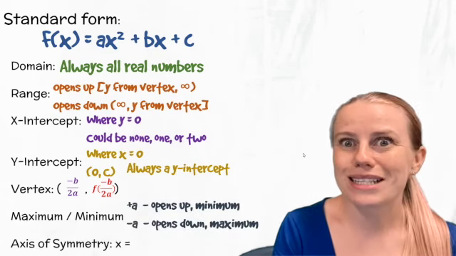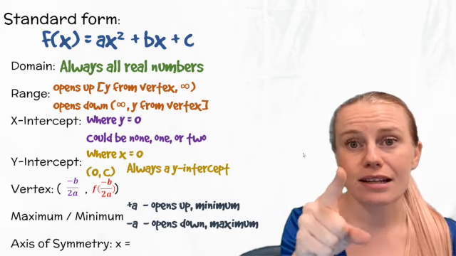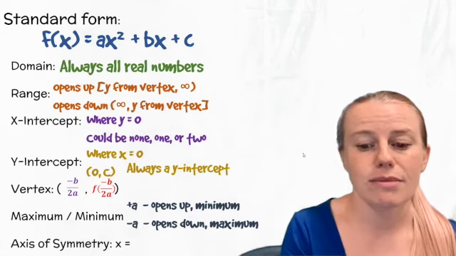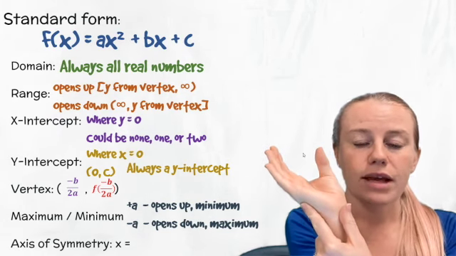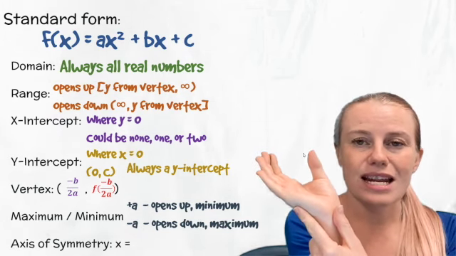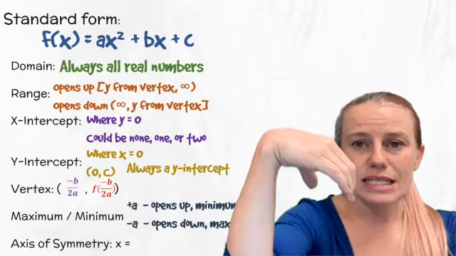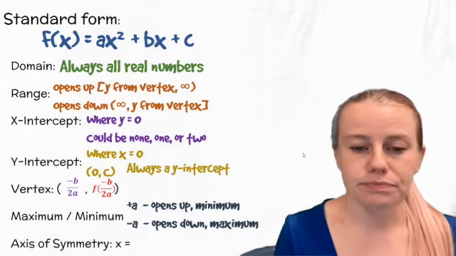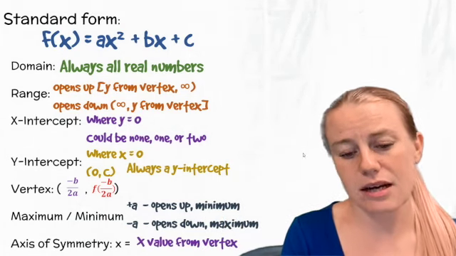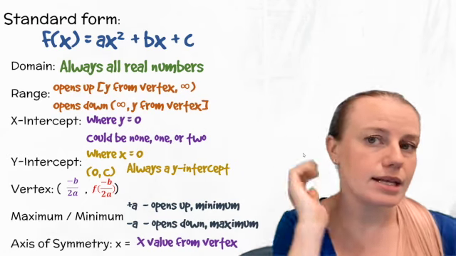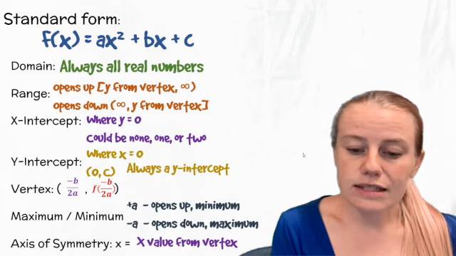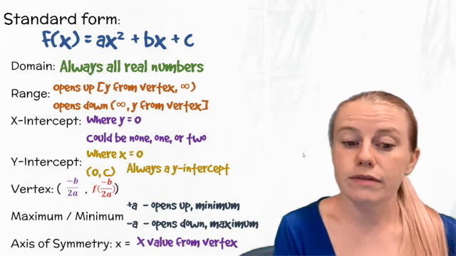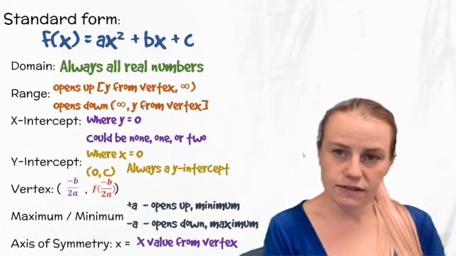So our maximums and minimums. If that a number is a positive number, that means it opens up, and we're going to have a minimum down at the bottom of our graph. If that a is a negative, then that means it opens down, and we're going to have a maximum. And then our axis of symmetry is the same as it's been for all these other graphs. It's going to be the x value from the vertex. So it's going to be x equals whatever x value we come up with.